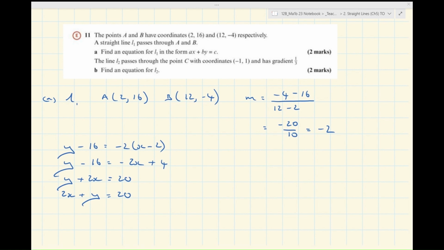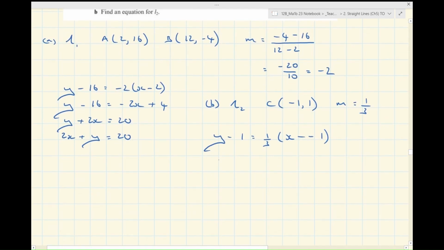Right, part B, L2. Let's have a look at part B. L2 passes through C, which has those coordinates, and L2 has a gradient of a third, so it's simply a question of me going y minus the y-coordinate of C equals 1/3 (x minus minus 1).